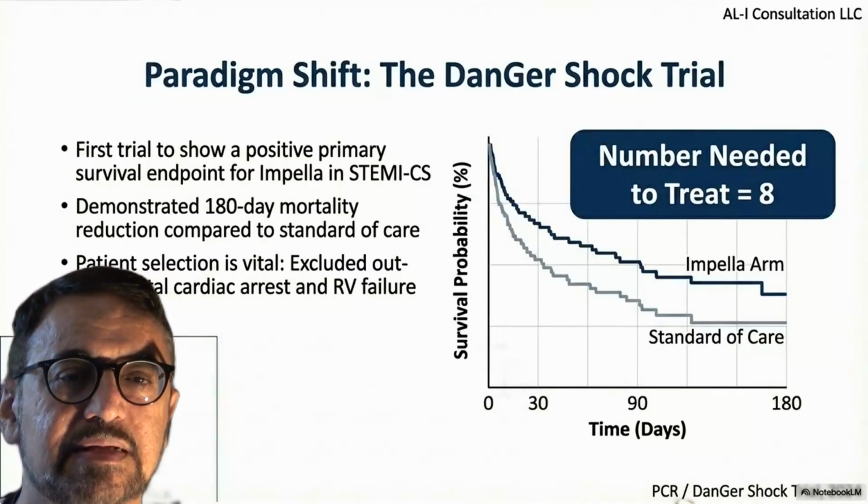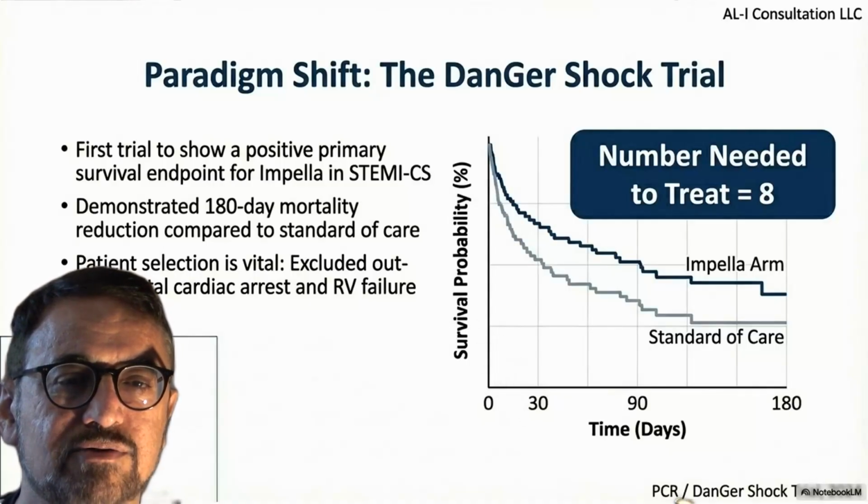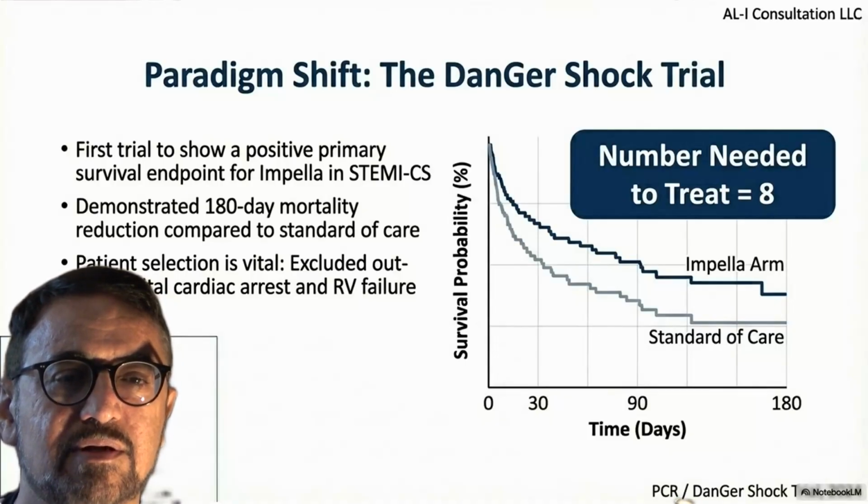The DanGer Shock trial represents a major shift because it provided contemporary randomized data suggesting a survival benefit with Impella use in carefully selected STEMI-related cardiogenic shock. The study reported lower 180-day mortality compared with standard care, with a number needed to treat of about 8 patients.